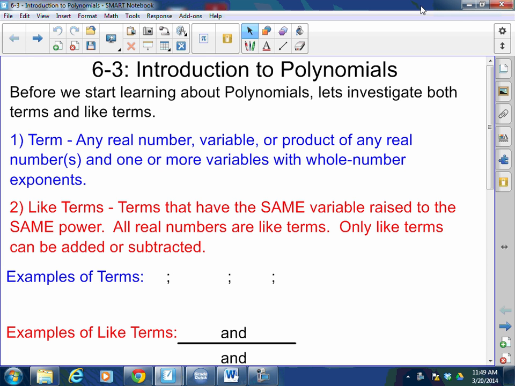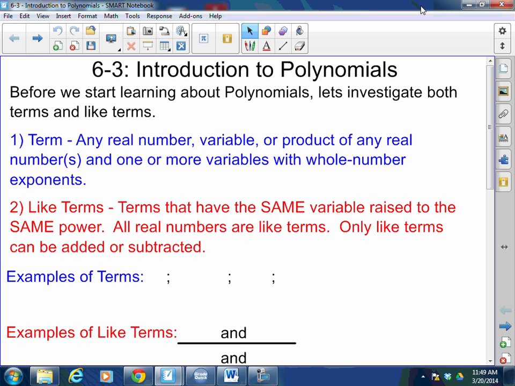Today we are going to start talking about, rather introducing, a very important concept called polynomials. But before we get into polynomials, I want to go a little bit back in time, okay? Earlier in the year, I don't know if you remember, hopefully you do, we talked about terms, like terms, coefficients, and constants. Do those names ring a bell to you at all?